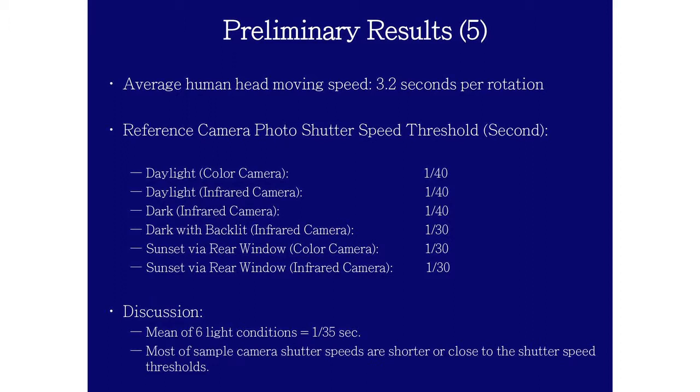Shutter speed. For some lights, the shutter speed is 1/40th of a second, and for some it is 1/30th of a second. So the average is 1/35th of a second. And fortunately, most of the sample cameras' shutter speeds are faster or just close to this threshold range.